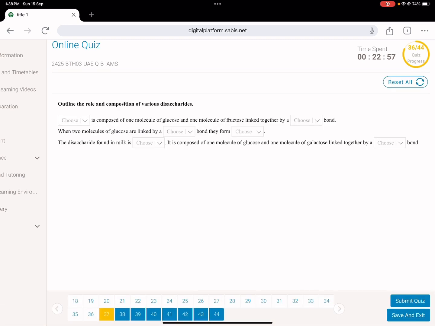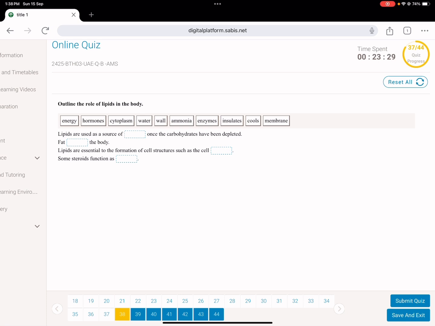What is composed of one glucose and one fructose? Of course, it's going to be sucrose. And what is the bond that joins them? We call it a glycosidic bond. Remember, the ester bond is in fatty acids, the peptide bond is in proteins, which joins two amino acids. When two molecules of glucose are linked by a glycosidic bond, we're going to get maltose. The disaccharide in milk, of course, is going to be lactose, made of one glucose and galactose, also bound by a glycosidic bond.